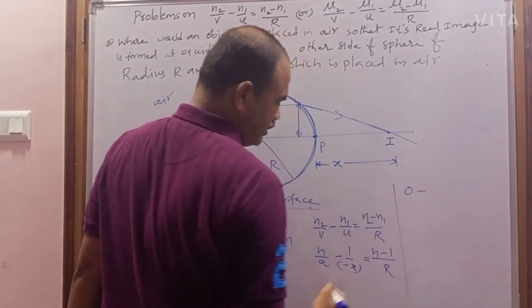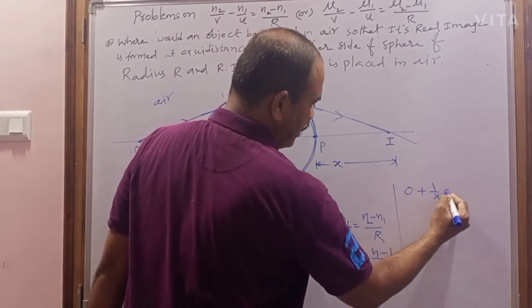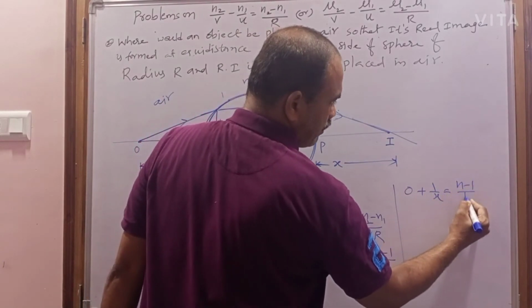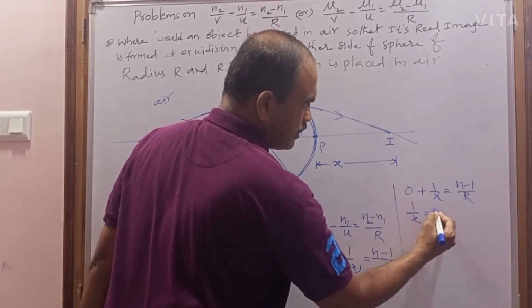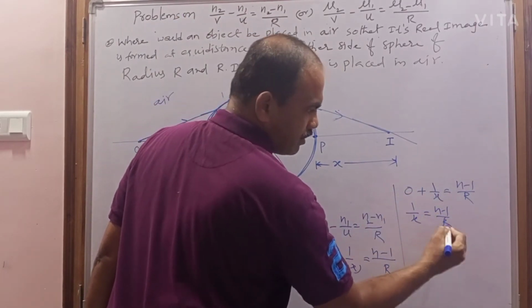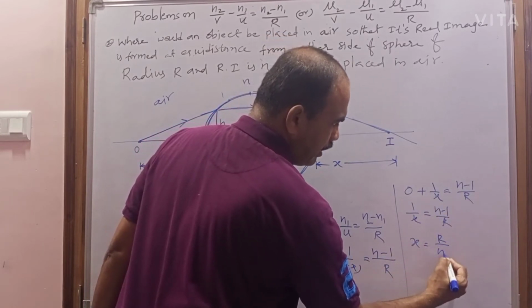So 0 minus, minus into minus gives plus, 1 by x equal to N minus 1 by R. So 0 plus 1 by x is 1 by x, equal to N minus 1 by R. Now when we do the cross multiplication, x is equal to R by N minus 1.